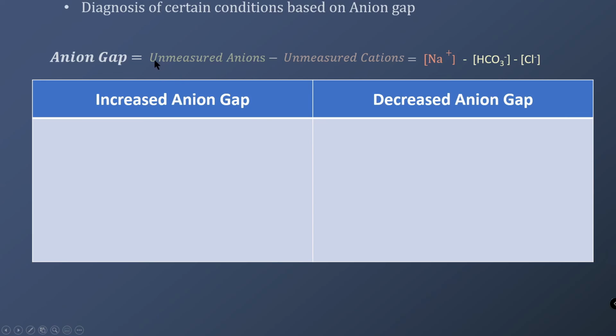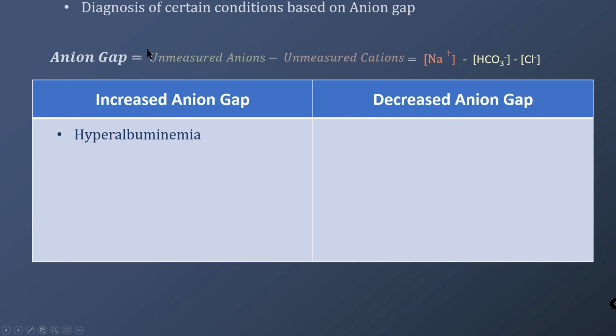Number one, anion gap can increase when, in this equation, unmeasured anion increases, right? So what are unmeasured anions? What is the major unmeasured anion? Yes, she is right. Plasma proteins, and the major plasma protein is albumin. So in hyperalbuminemia, if albumin is increased in your blood, it will lead to increased anion gap. Clear?